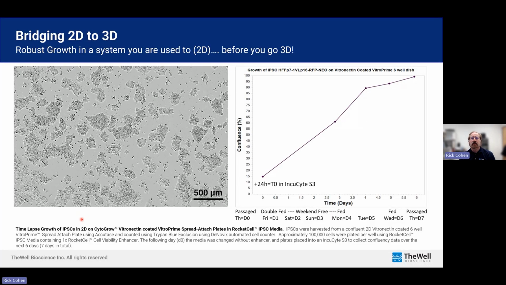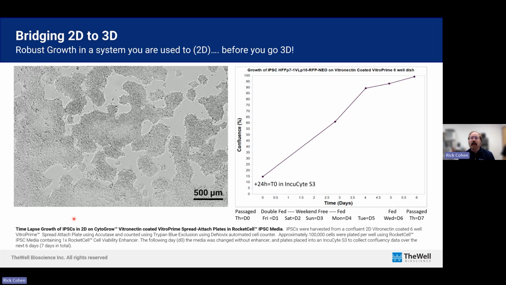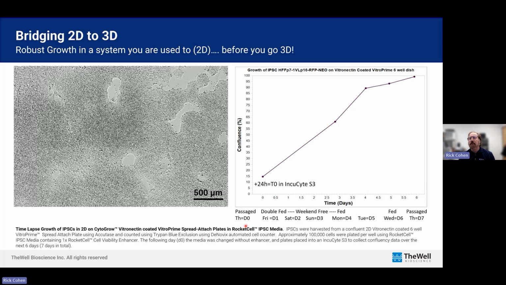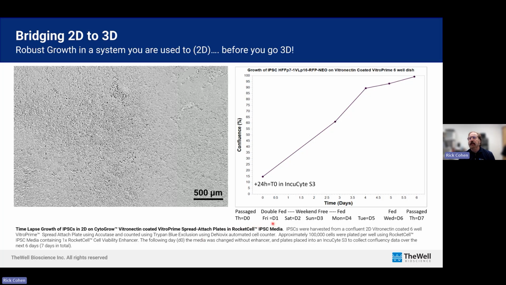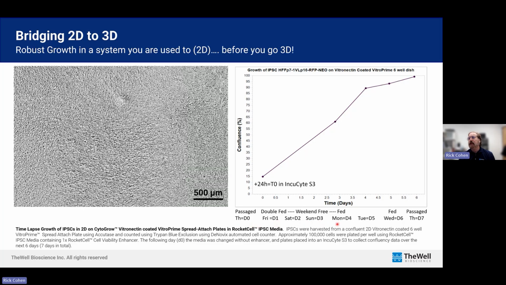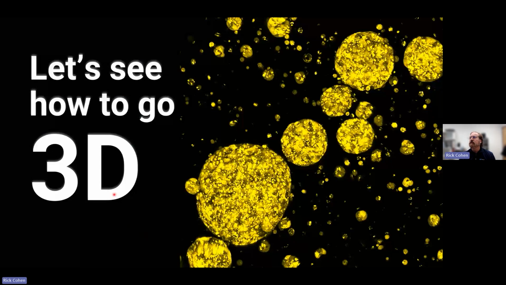And bridging the gap between 2D and 3D, you can see here these cells are developing in an IncuSite S3. So we put the cells in the IncuSite after we passage them on Thursday. This is our 7-day workflow. We double feed on Friday. We have our weekend free, come back on a Monday, don't feed on Tuesday, feed on Wednesday, and passage on a Thursday. And that results in a monolayer of iPS cells. So our 2D system is quite robust, but let's see how to go to 3D.